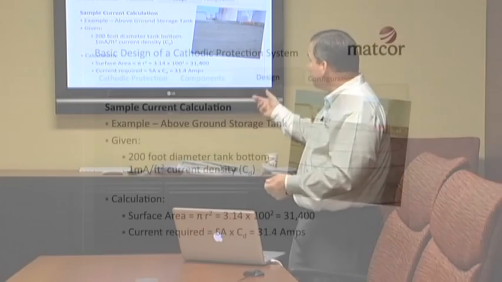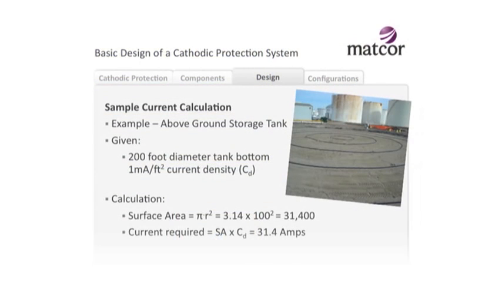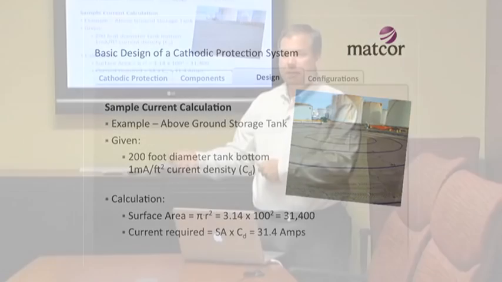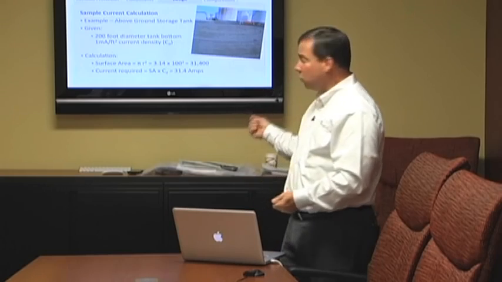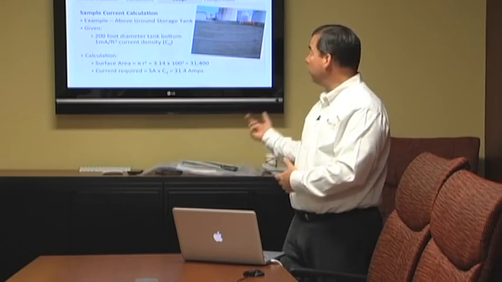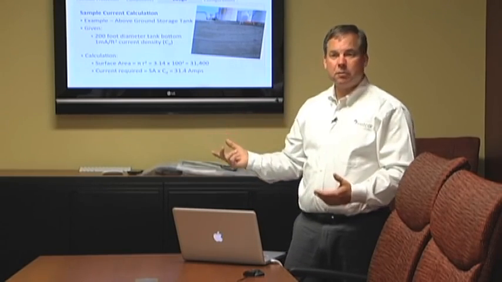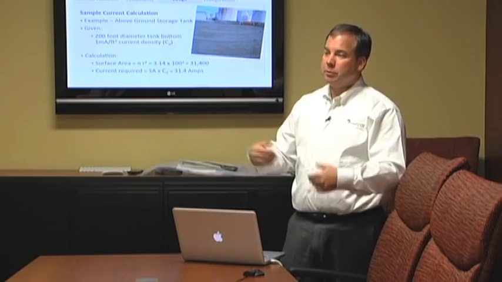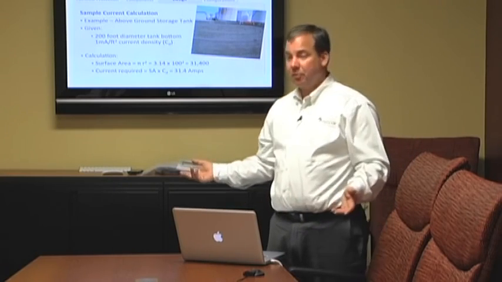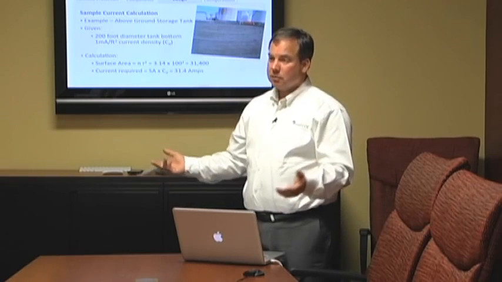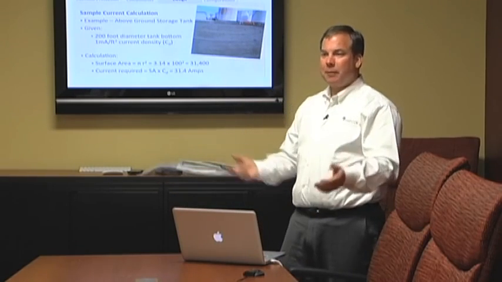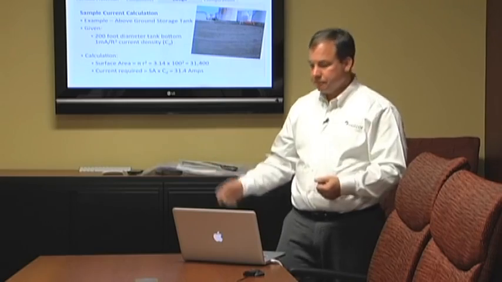Okay, so we know we've got 31,400 square feet of surface area on that tank bottom that's sitting on a sand base. Well, if I only need 1 milliamp per square foot of bare surface area to protect that tank bottom, and I've got 31,400 square feet, I need 31.4 amps to protect it. Now, being engineers, we always over-design things, so we'll put 50 amps of capacity in. So if I have 50 amps capacity, I know that I can protect that tank bottom.